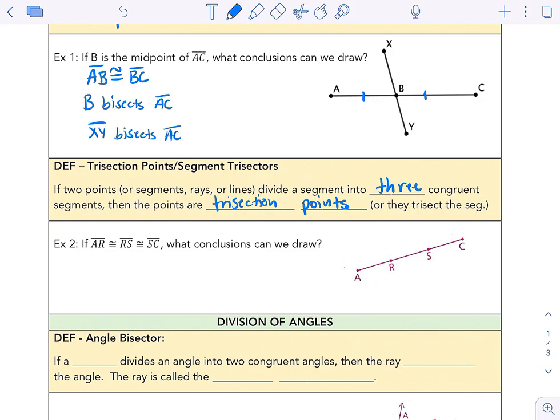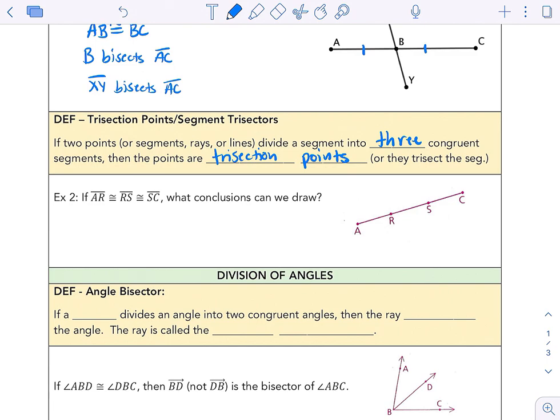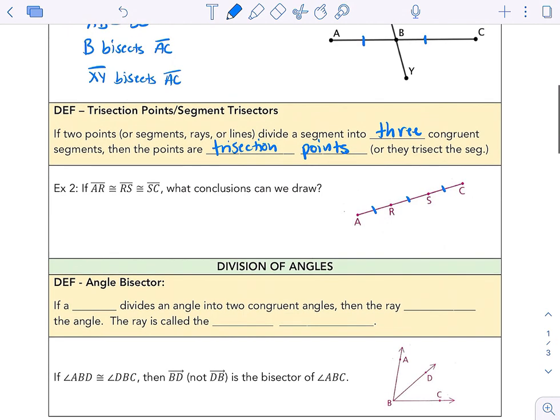So let's look at another way in which we're going to see these show up. Example 2 says, if AR is congruent to RS, is congruent to SC, what conclusions can we draw? So boom, boom, boom, 3 tick marks for 3 congruent segments. So looking at segment AC, we have points R and S that are at our split here. So points R and S are inside of AC, and that's exactly our boundary line between where this is trisected. So that means that we could conclude that R and S are trisection points.